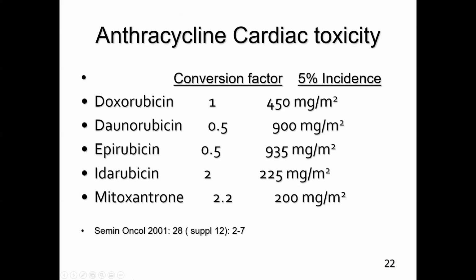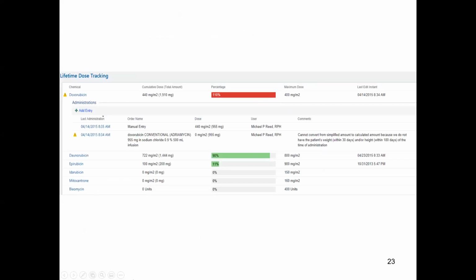And this is one thing that we do when patients switch. For example, they had breast cancer and they received AC. Now they have therapy-induced AML. We go back and calculate how much anthracycline exposure they've already had.